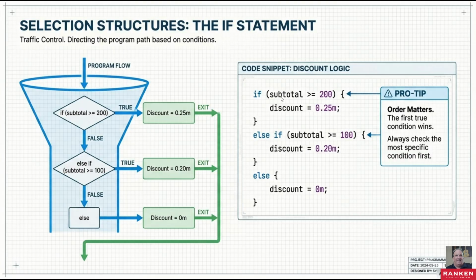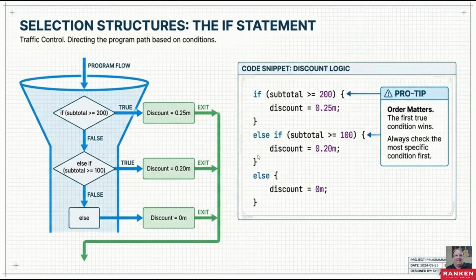So the important thing here is order does matter, right? So the first one is saying is subtotal greater than or equal to 200. If it is, discount is that. The next one, else if subtotal is greater than 100, right? And the reason it matters, okay, is because you always check the most specific condition first, okay?